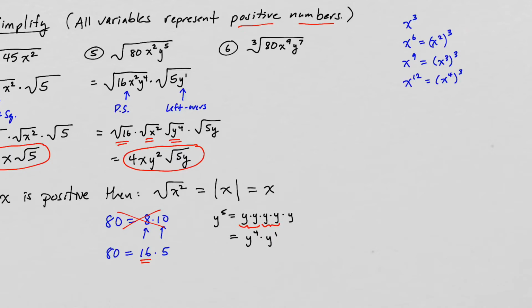So when you're looking at simplifying this, x to the 9th is itself a perfect cube.